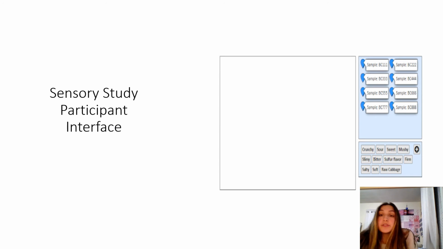This image shows the interface that the participants were viewing during the test. They were able to drag the sample numbers onto the plane and group them however they chose to do so.